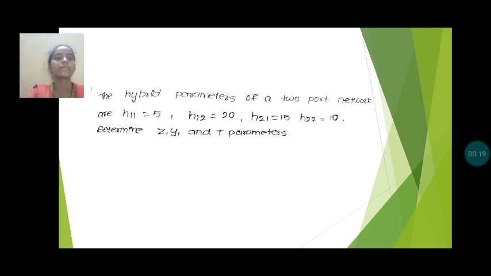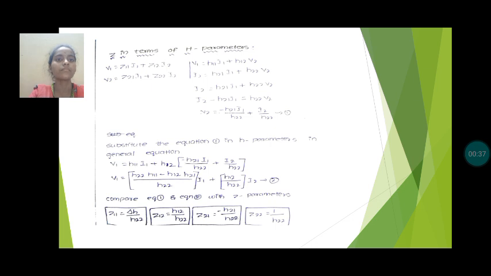My problem is: the hybrid parameters of a two-port network are H11 equals 5, H12 equals 20, H21 equals 15, H22 equals 10. Determine Z, Y and T parameters. Here it is.